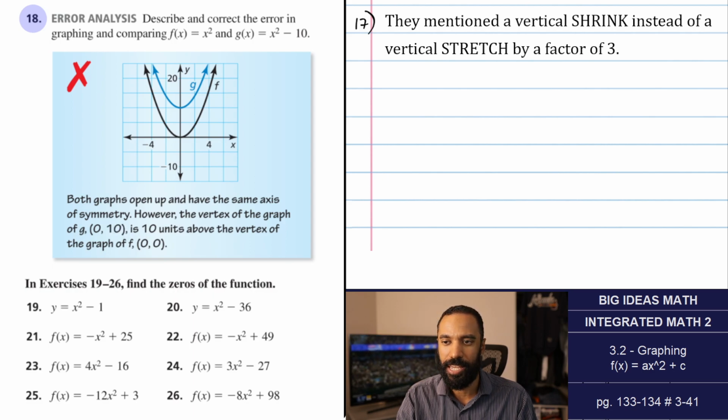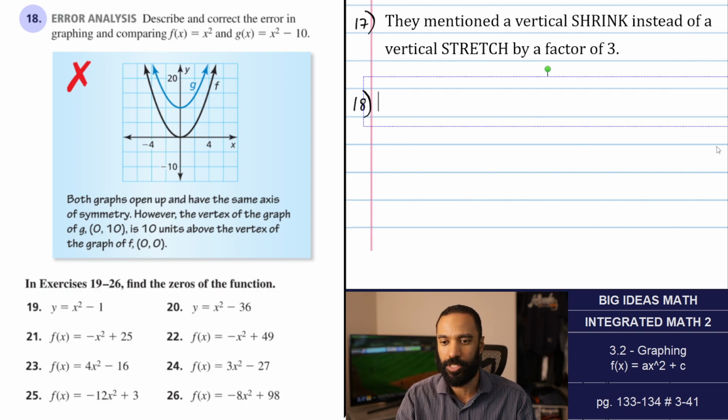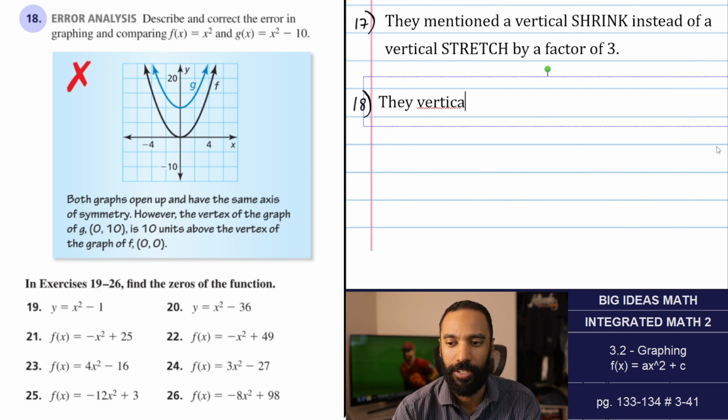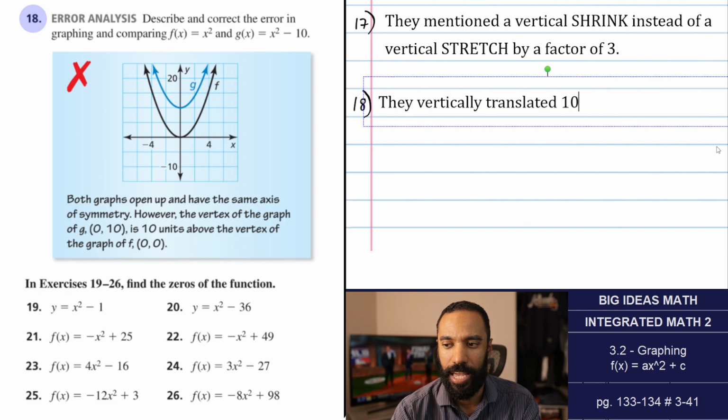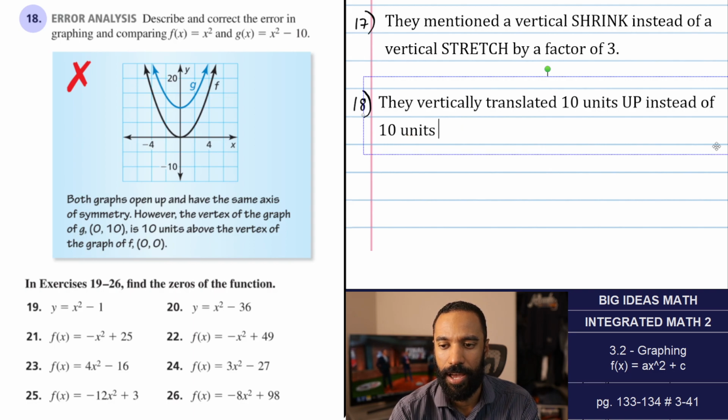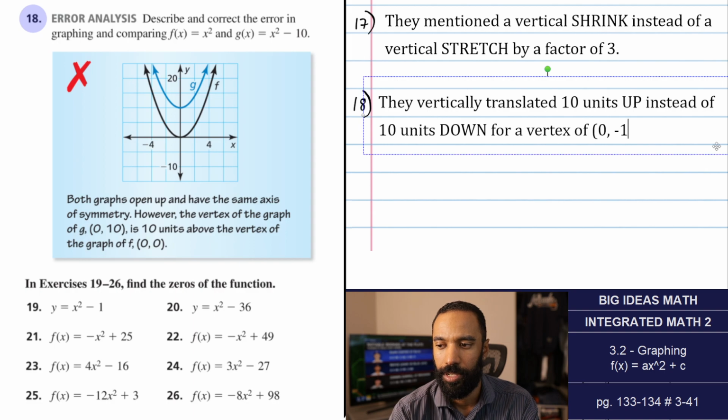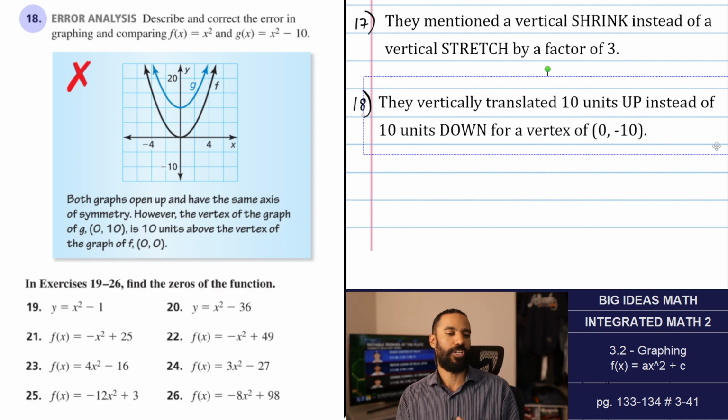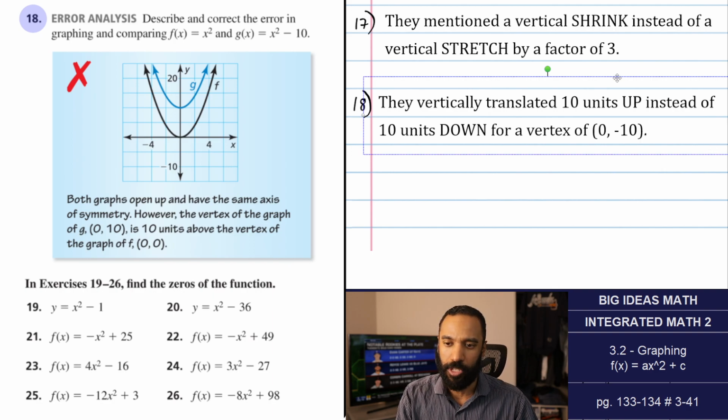So on number 18, we're going to mention that it is not a vertical translation 10 units up. It's a vertical translation 10 units down. They vertically translated 10 units up instead of 10 units down for a vertex of (0, negative 10). And once again, my statement of what they have also has the correction with it as well. So I'm just going to go ahead and leave that.